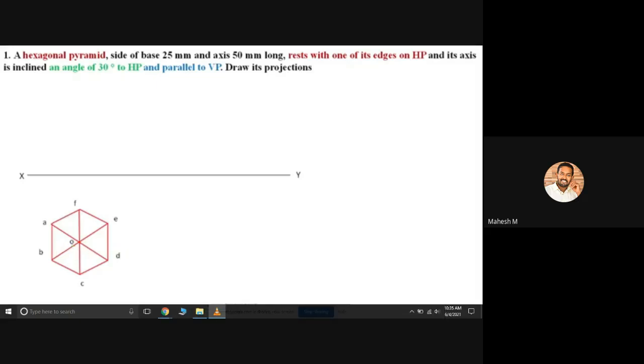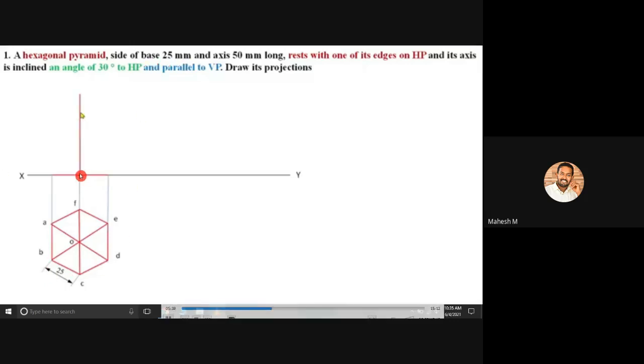Next, you can project your 7 points towards your front view position. That means A, B, C, D, E, F, and also you should project the O point. So you'll be having 3 projection lines towards the front view, and you can do your dimension. The base side is 25 mm.